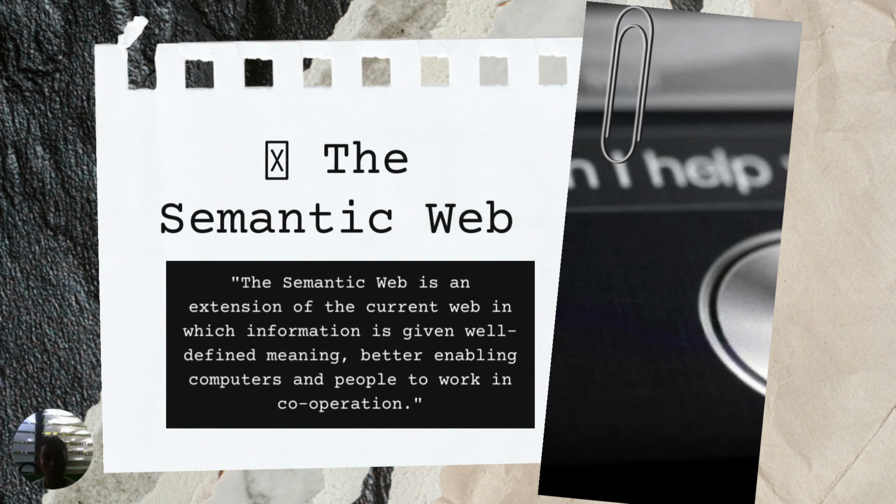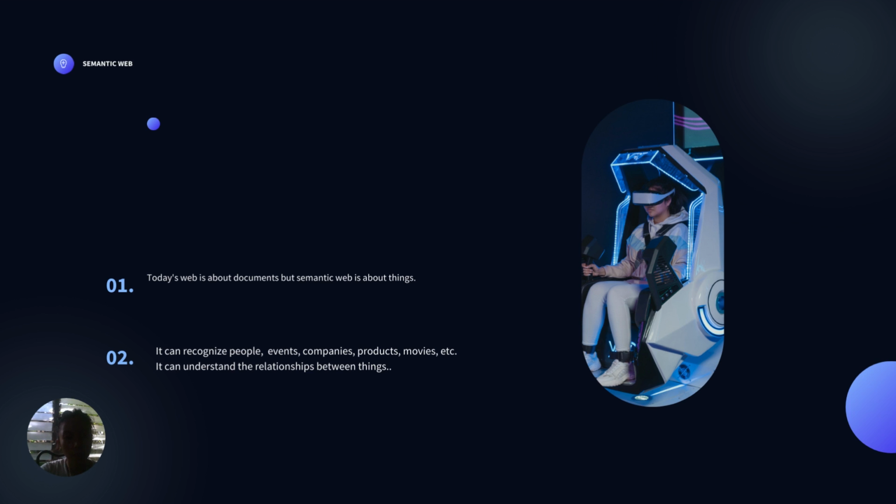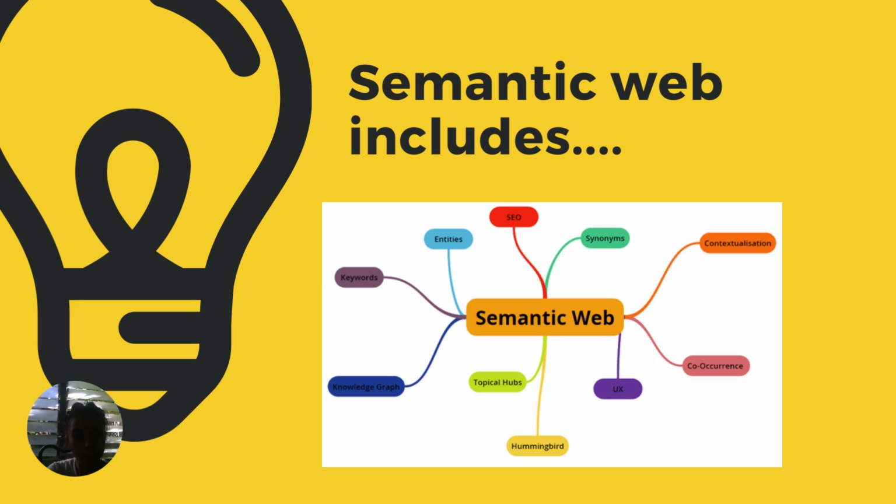The semantic web is an extension of the current web in which information is given well-defined meaning, better enabling computers and people to work in cooperation. Today's web is about documents, but the semantic web is about things. It can recognize people, events, companies, products, movies, etc. It can understand the relationships between things.